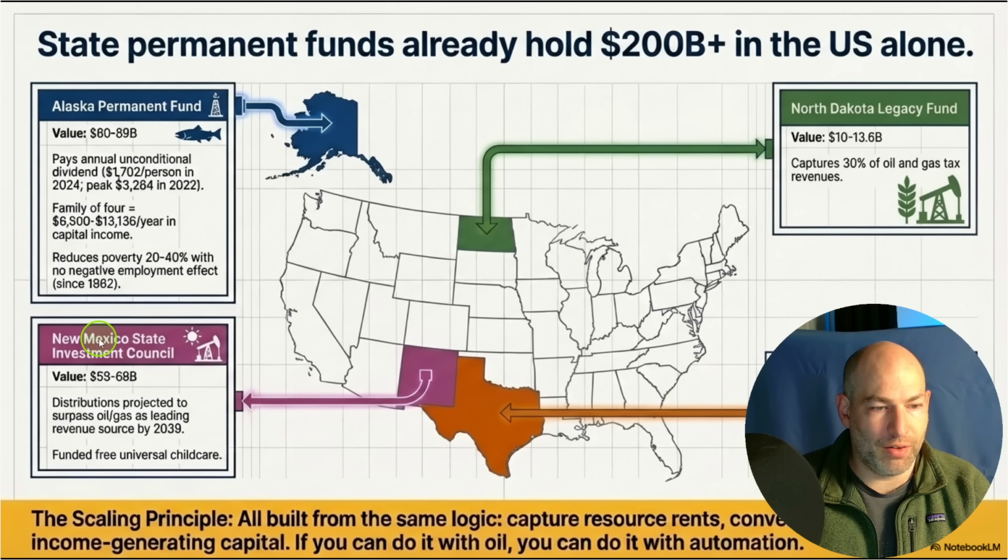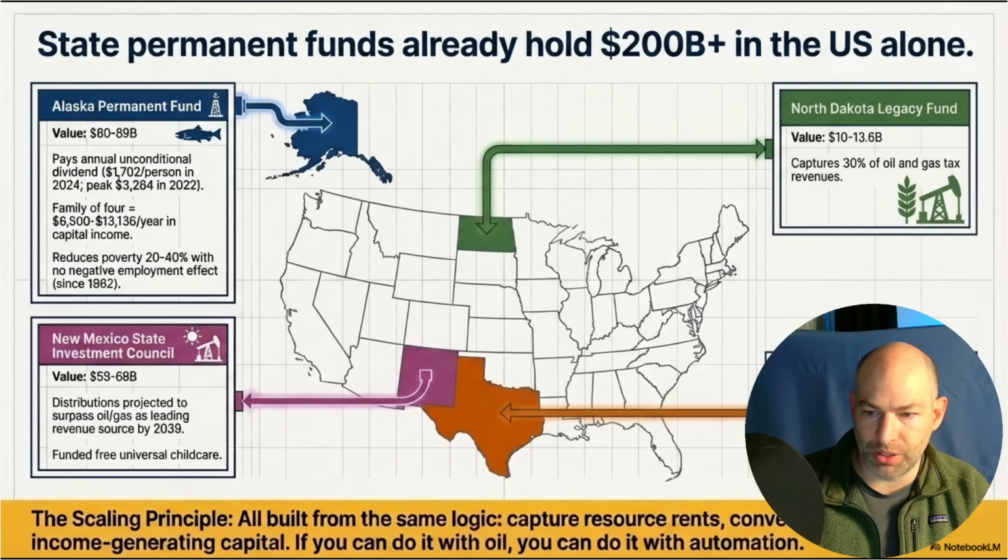New Mexico State Investment Council. There we go. Distributions projected to surpass oil and gas as the leading revenue source by 2039. And this funds universal child care. So New Mexico is funded by land and oil.